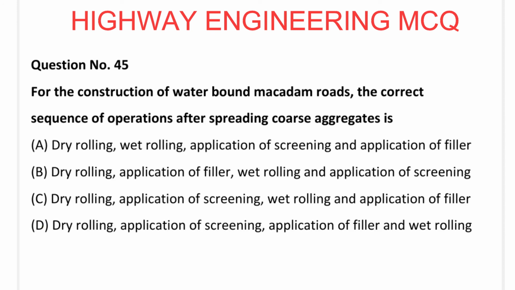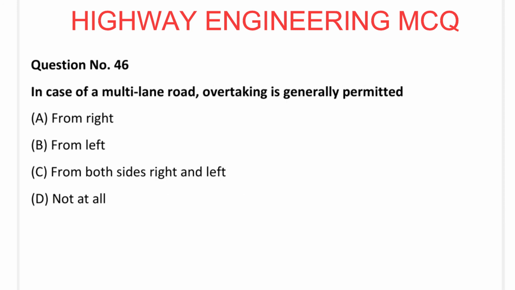So next question, for the construction of water bound macadam roads, the correct sequence of the operation after spreading the coarse aggregate is: option A, dry rolling, wet rolling, application of screening and application of filler. Option B, dry rolling, application of filler, wet rolling and application of screening. Option C, dry rolling, application of screening, wet rolling and application of filler. And option D, dry rolling, application of screening, application of filler and wet rolling. So the correct answer is C, dry rolling, application of screening, then wet rolling and application of filler.